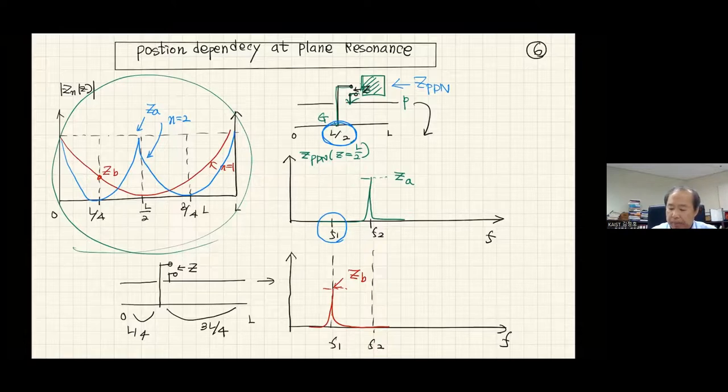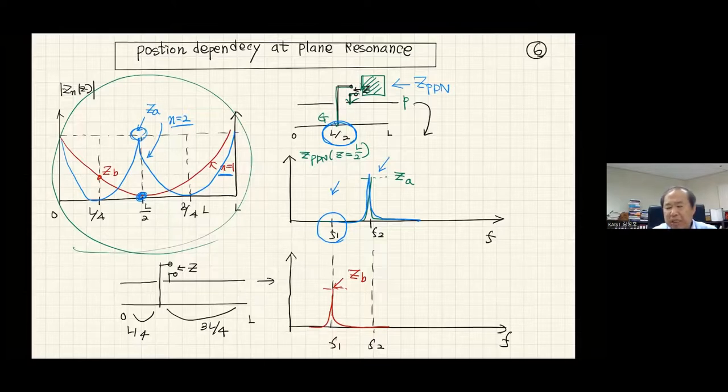But because impedance is zero at the center for the case of n equal to one, for the case of n equal to two, impedance will have a maximum value. So you're going to have maximum impedance at resonance frequency two. The meaning of this graph is that depending on the position of your device, some resonances will disappear and some resonances will become maximum value.